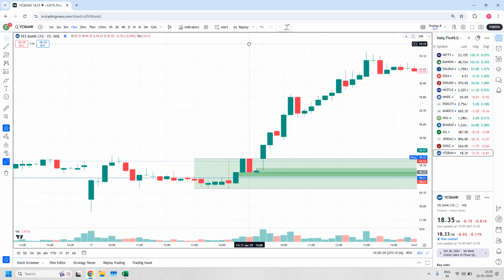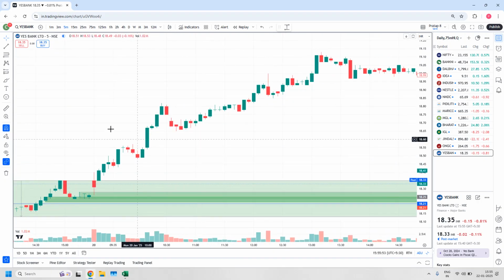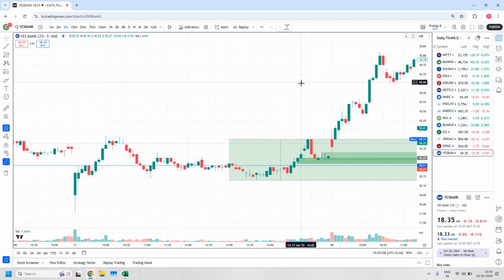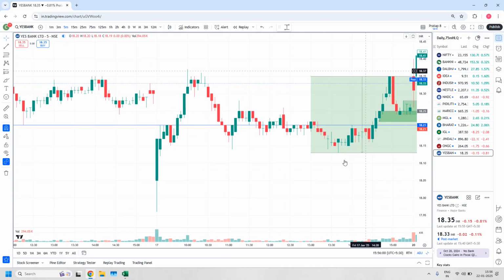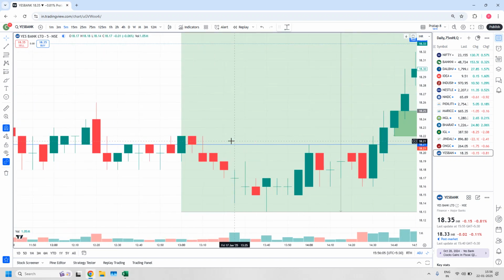Here you have a 15 minute zone. Drop base rally, the 15 minute zone. This 15 minute zone again you need to fine tune with 5 minutes time frame. Go to the 5 minutes time frame. Here you observe carefully. You have a rally candle. You have a base candle. Again, you have a very big rally candle.